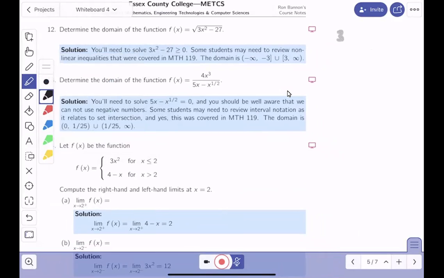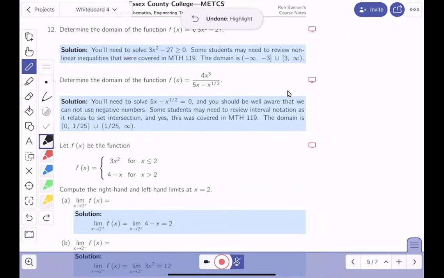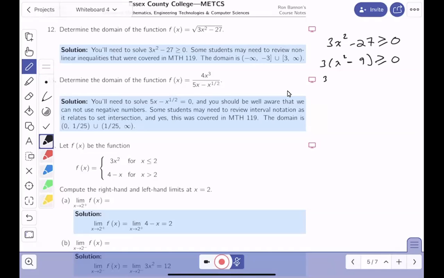So number 12, I got to write down, whoa, I keep doing that, don't I? 3x squared minus 27 greater than or equal to 0. You study this in Math 119, by the way. So I got to factor it. A 3 comes out. You get x squared minus 9. And this is so typical. We write problems that work really nicely for you. So (x plus 3)(x minus 3) equals 0. Put a number line down.